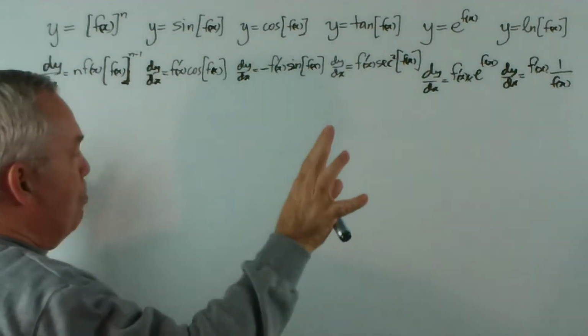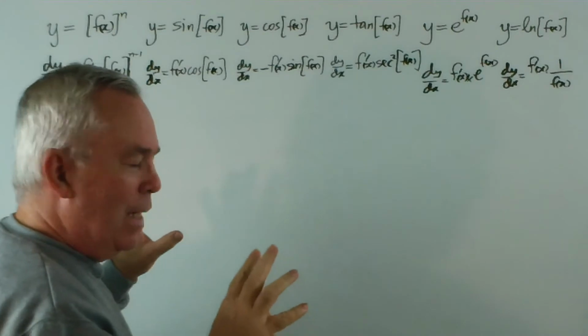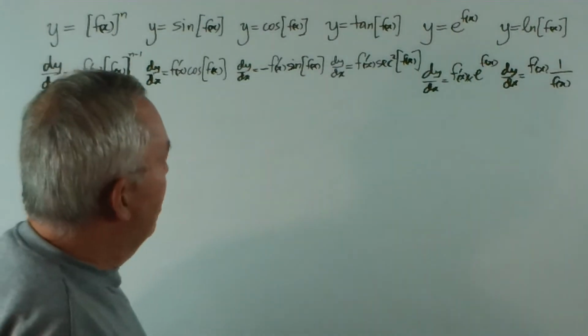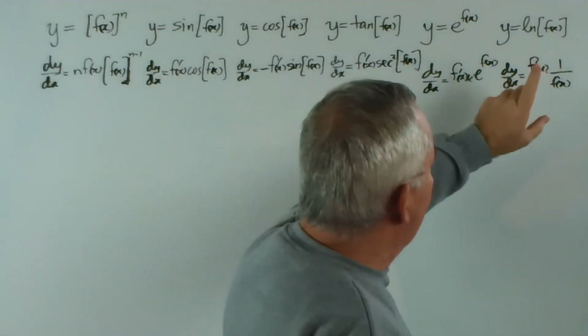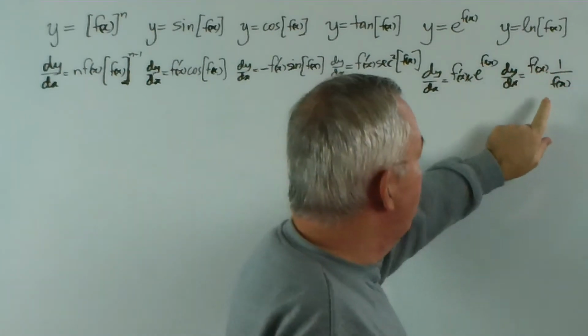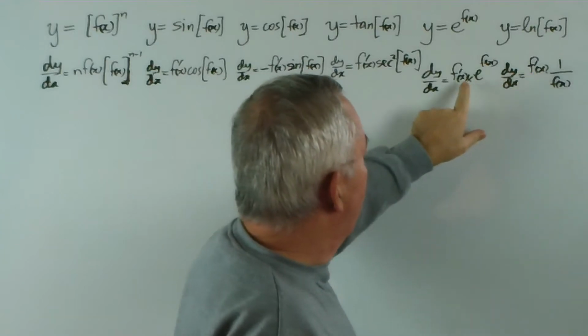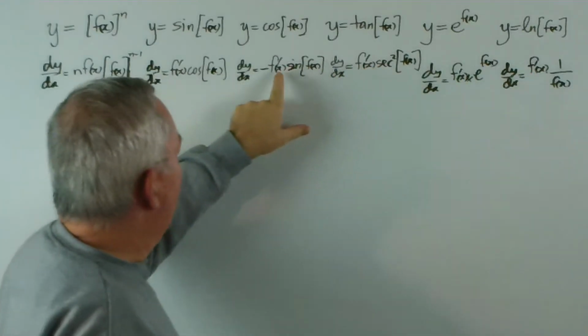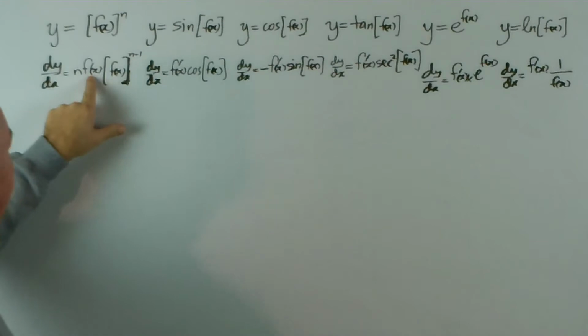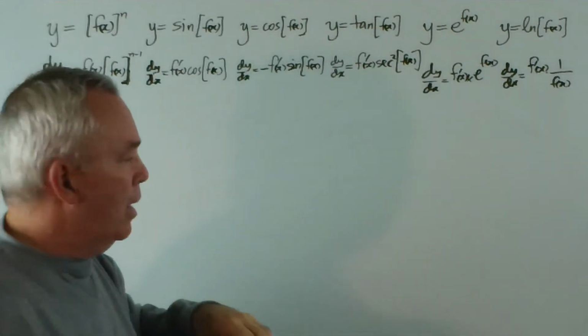Well, there's a lot of black marking on the board, but I want you to see a structure. First of all, every single one of them, without exception, because of the way the chain rule works, has the derivative of the function at the front. Every single one of them.